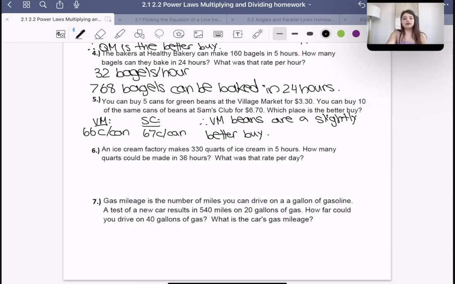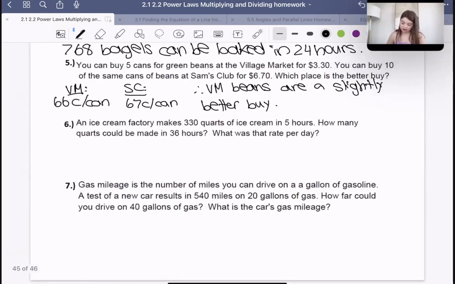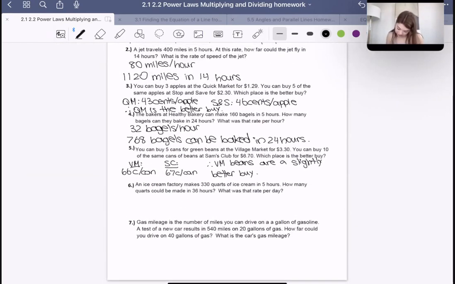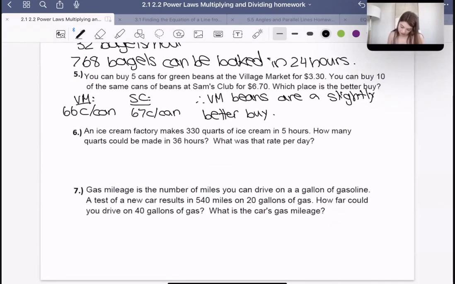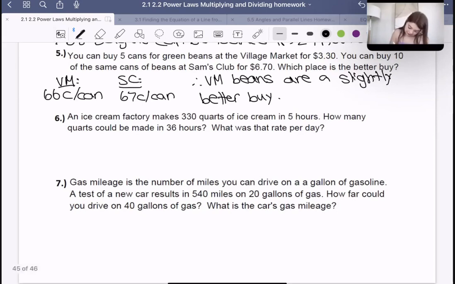All right, let's do number 6 next. An ice cream factory makes 330 quarts of ice cream in 5 hours. How many quarts could be made in 36 hours? What was the rate per day? Okay. Oh, that's interesting. So if it's 330 quarts of ice cream in 5 hours, first we need to find out what's the rate per hour. So 330 divided by 5 gives us 66 quarts per hour.